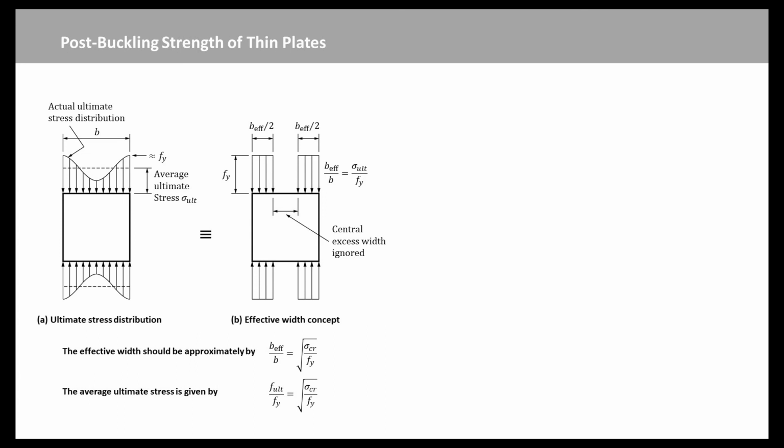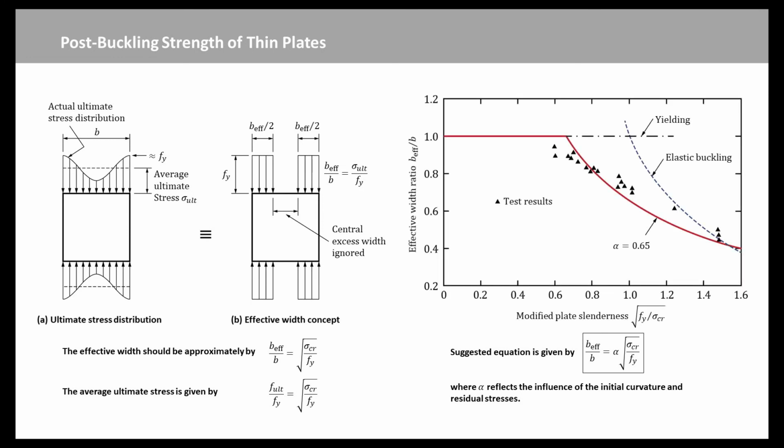Experiments on real plates with initial curvatures and residual stresses have confirmed the qualitative validity of this effective width approach, but suggest that the quantitative values of the effective width for hot rolled and welded plates should be obtained from this equation, where alpha reflects the influence of the initial curvatures and residual stresses. For example, test results for the ultimate stresses of hot rolled simply supported plates with residual stresses and initial curvatures are shown in this figure, and suggest a value of alpha equal to 0.65.